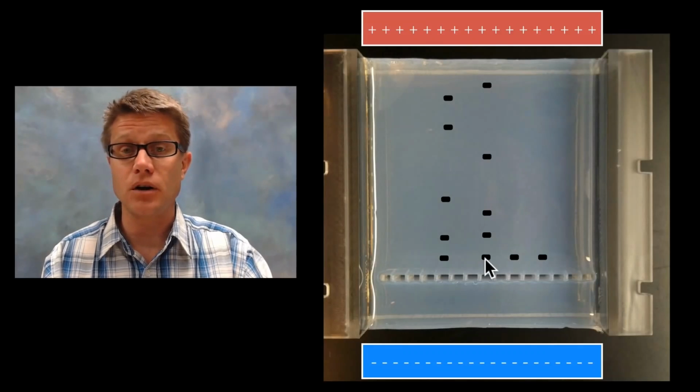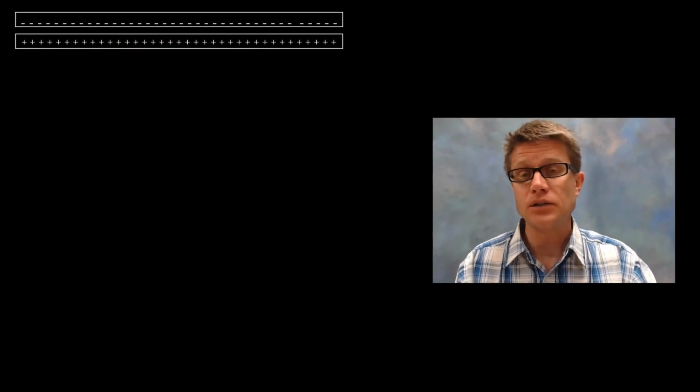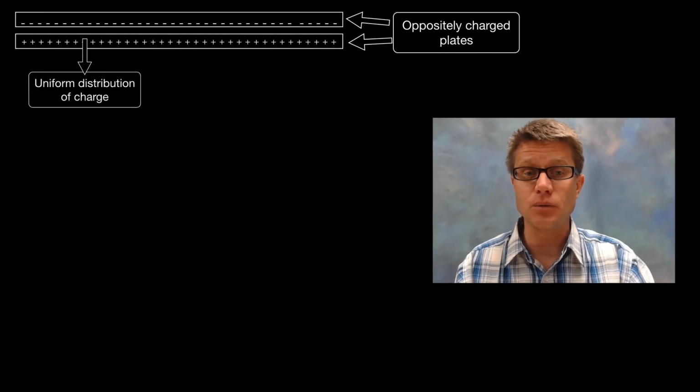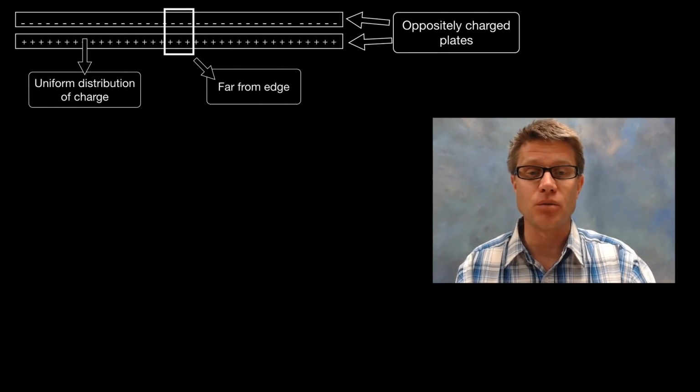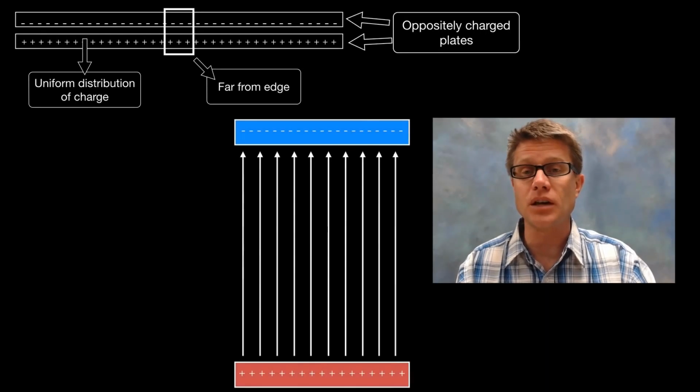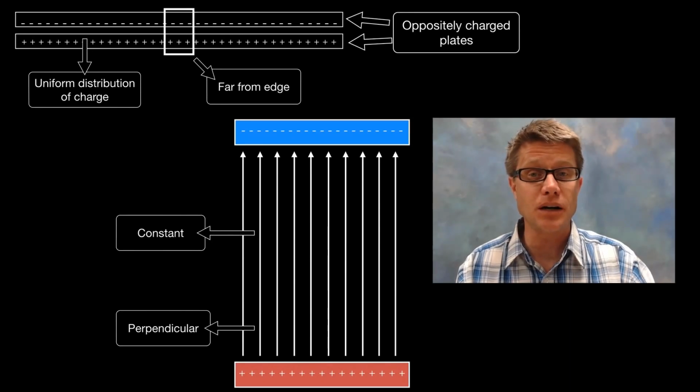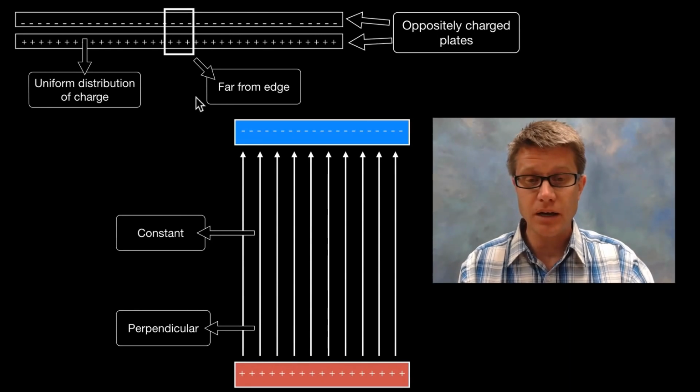And so if we have two parallel plates, and we make sure that they're oppositely charged, and we also make sure that that charge is uniformly distributed, and we also make sure that we're really far from the edge, as long as those three things are true, then we can represent the electric field like this. And if that's our electric field, we know that the electric field strength is going to act perpendicular to those plates, and it's also going to be constant or uniform throughout. In other words, no matter where you test the electric field inside here, it's going to give you the same value. It's going to be the same direction, and it's always going to be the same size.